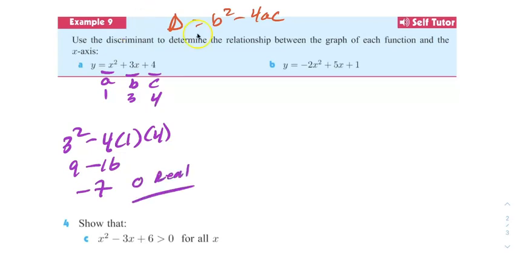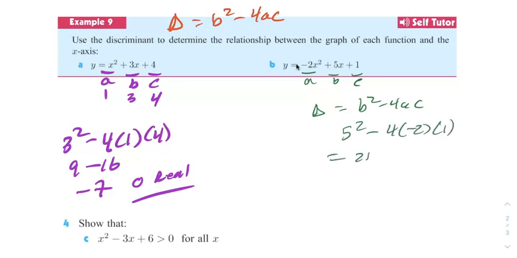Okay. Next one, same idea. Here's my a, here's my b, here's my c. b squared minus 4ac. So I'm going to get 5 squared minus 4 times negative 2 times 1. So 25 plus 8, so 33. So in this case, I have 2 real solutions.